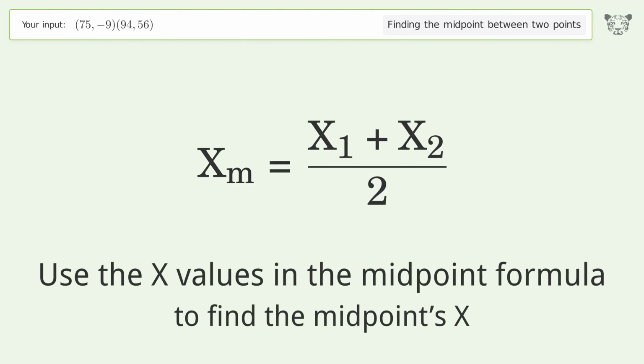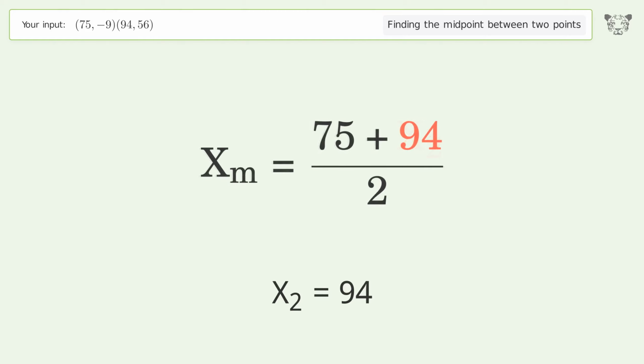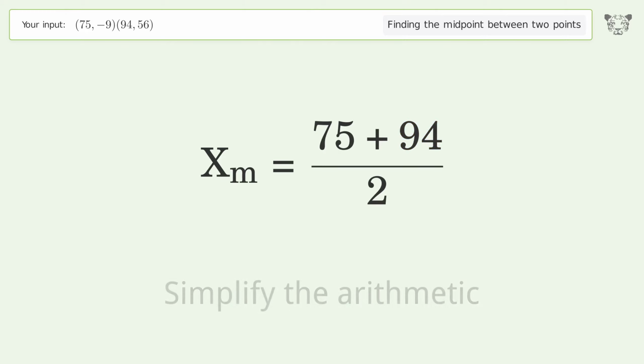Use the x values in the midpoint formula to find the midpoint's x. x1 equals 75. x2 equals 94. Simplify the arithmetic.